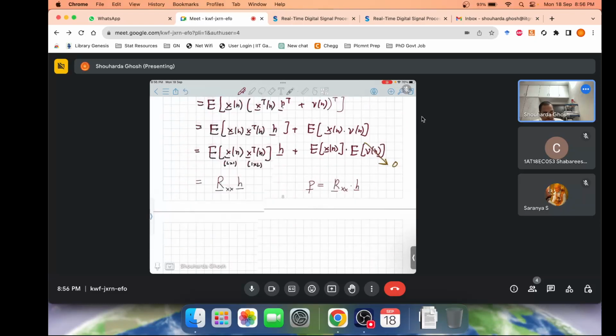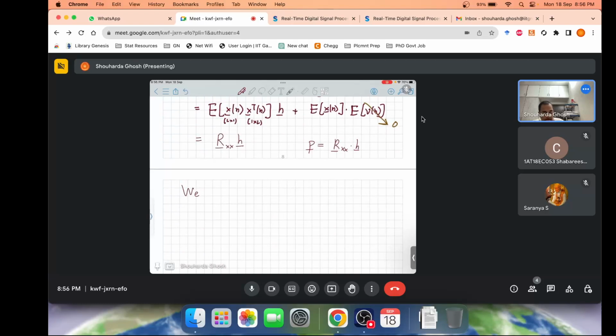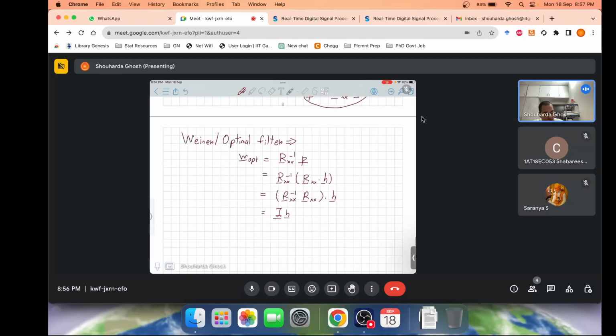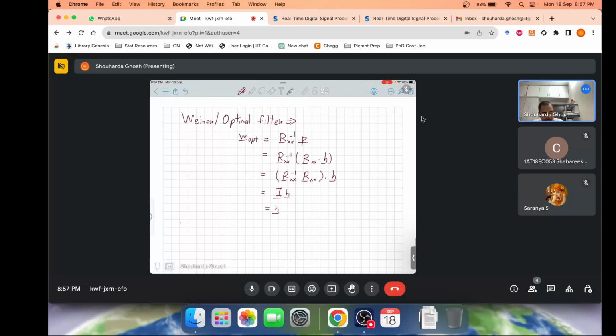In our previous lecture we learned that the Wiener filter or the optimal filter W opt is Rxx inverse of P. Let me substitute this value of P, Rxx into h. Now this inverse cancels with the other. Let me write that down in case you are following the notes. Rxx inverse Rxx is the identity matrix, then I get h.